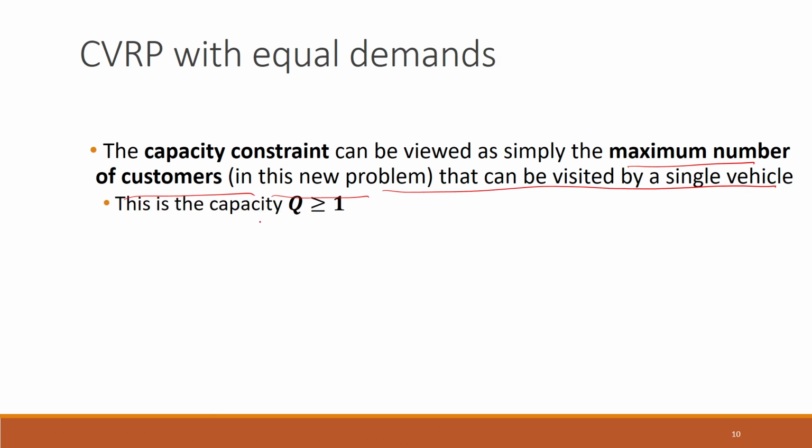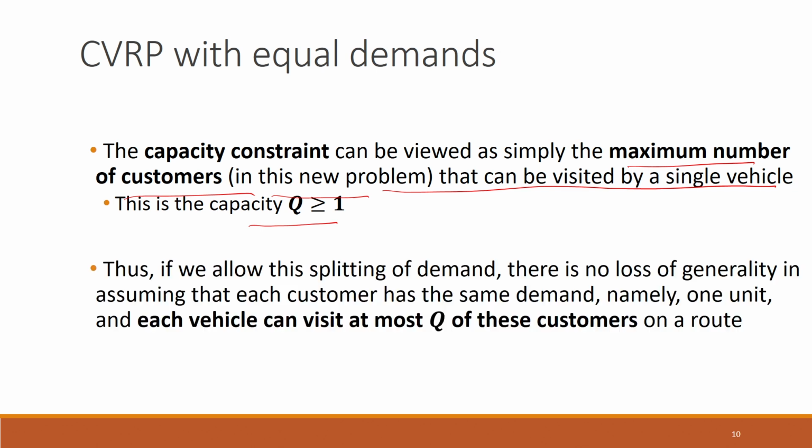Okay. So let us represent the capacity of this truck by q, which is greater than or equal to 1. So we will be assuming that q is a positive integer. Thus, if we allow this splitting of demand, there is no loss of generality in assuming that each customer has the same demand, namely 1 unit, and each vehicle can visit at most q of these customers on a route.